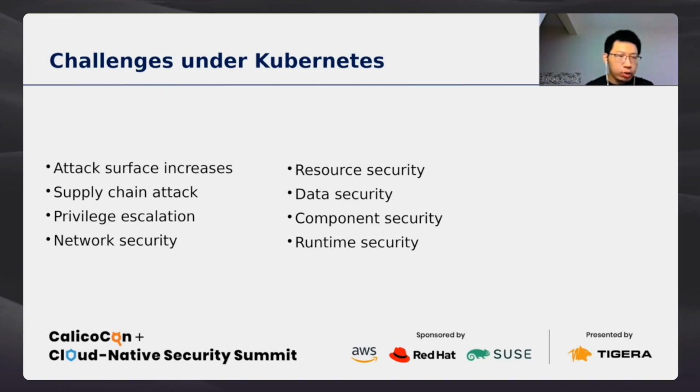Privilege escalation includes several reasons. One is RBAC configuration failures, especially in controllers or operators, because they need some permissions to communicate with the Kubernetes API server. Network security is mainly due to the fact that when they don't carry their own identification information, there may be some unauthorized access. In addition, if TLS encryption is not used, there may also be problems.